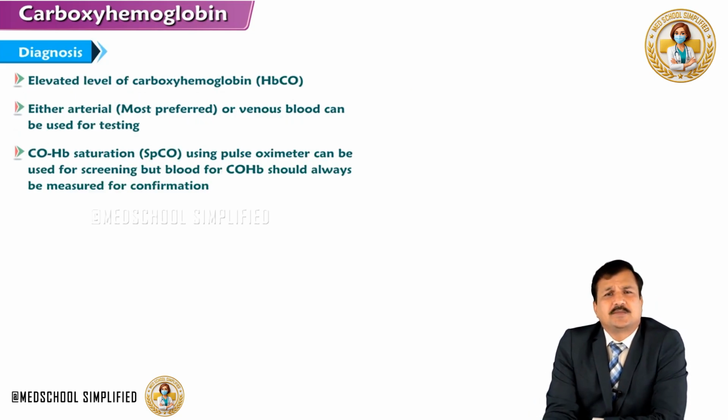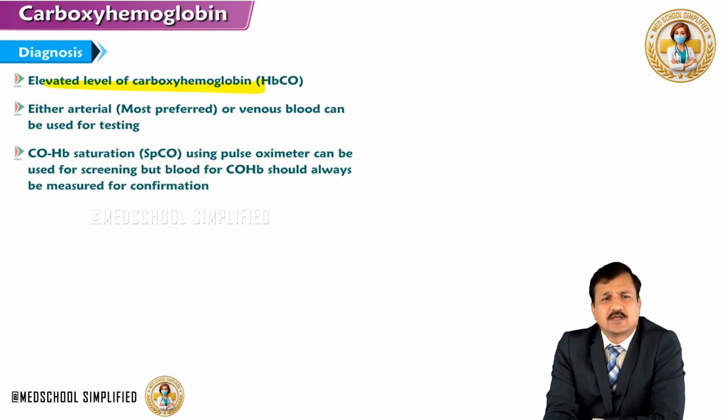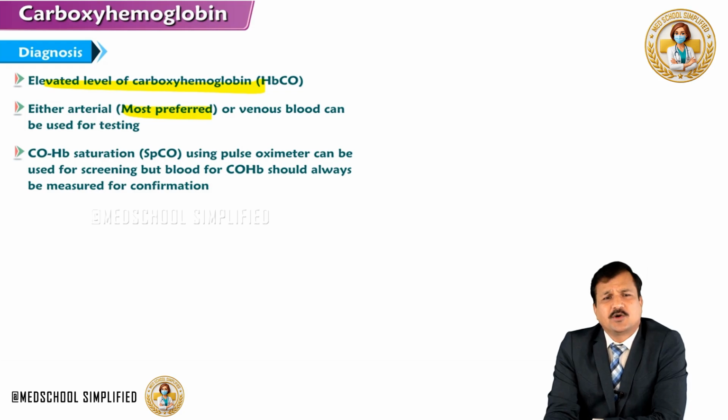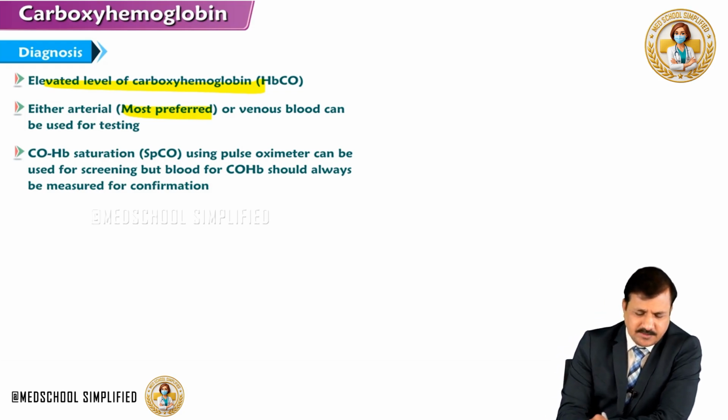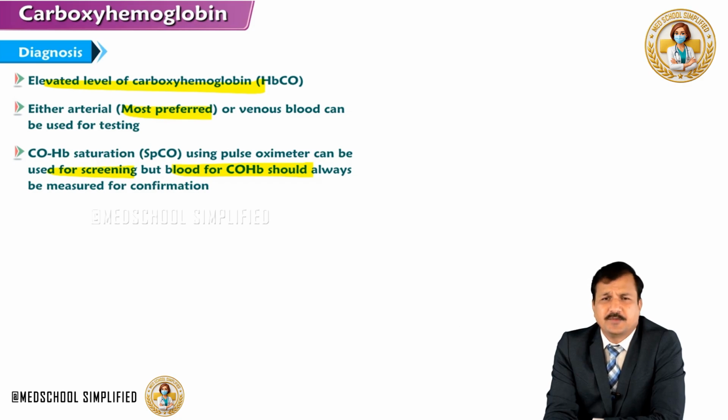The diagnosis is done by determination of carboxyhemoglobin. Elevated levels of carboxyhemoglobin help in the diagnosis. Either arterial or venous blood can be used for testing carboxyhemoglobin, but the most preferred is arterial blood. Carboxyhemoglobin saturation using a pulse oximeter can be used for screening, but blood levels of carboxyhemoglobin should always be measured for confirmation of carbon monoxide poisoning.